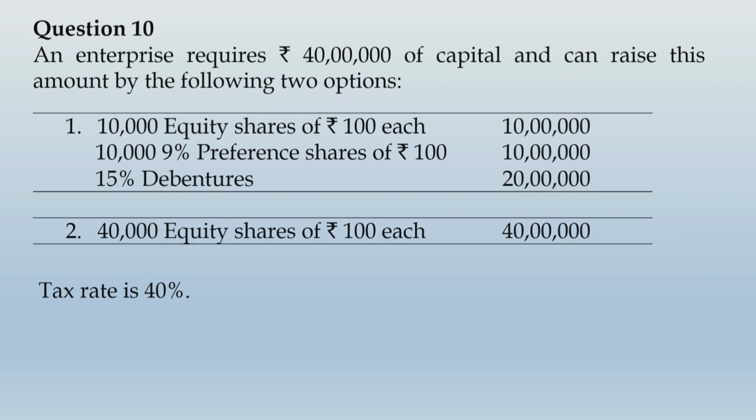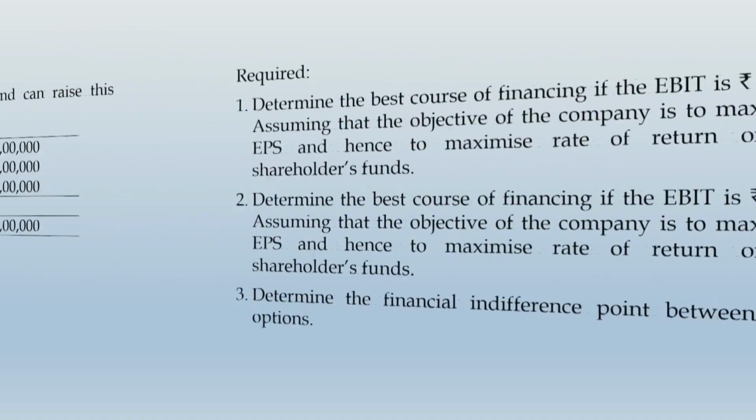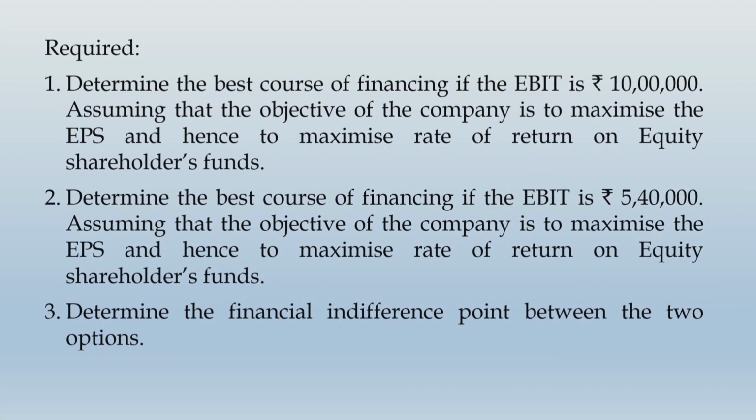given as 40%. Now what you are required to do, first requirement, determine the best course of financing if the EBIT is rupees 10 lakhs, assuming that the objective of the company is to maximize EPS and hence to maximize the rate of return on equity shareholders funds. That means here you will have to take care of both the objectives. Both the components are mentioned over here as objectives.